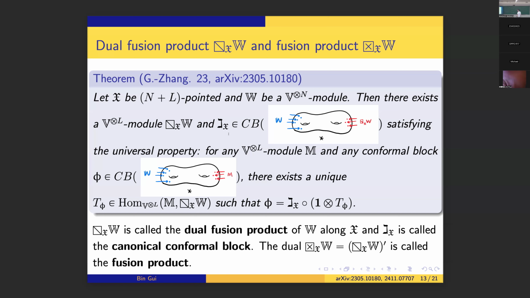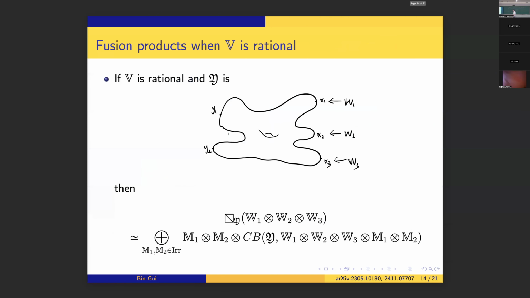So this is really a higher genus, more general definition or setting for the notion of fusion products. The existence of this zero fusion product, fusion product and canonical conformal block is not trivial at all in the non-rational case, and this existence is one of our main results in our first series of papers. This is the first paper here, which we posted last year.